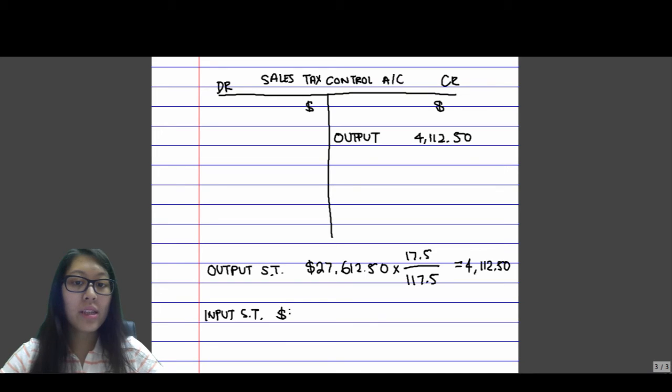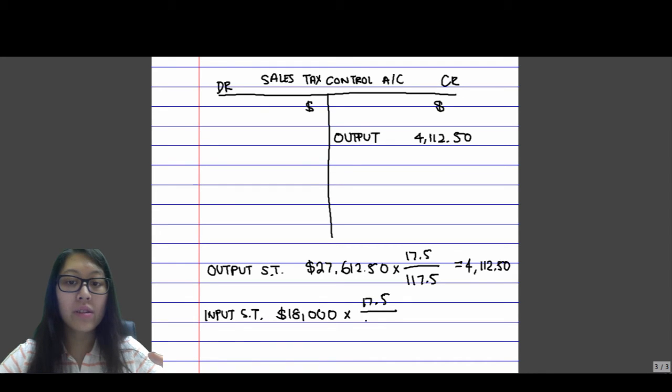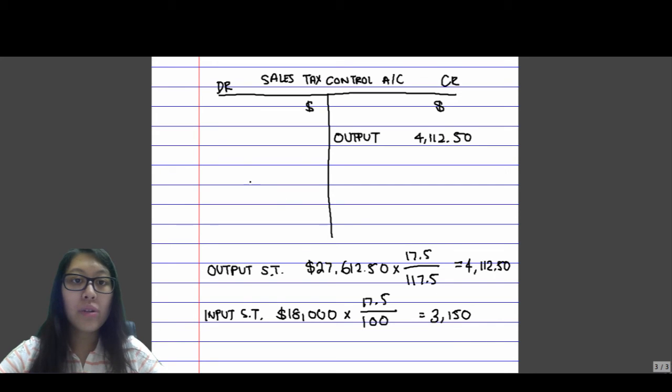Now let's look for the input sales tax. Earlier it was $18,000. So this does not have tax yet. So we just need to figure out how much of this is sales tax. So 17.5 over 100. So we should get $3,150. Now input is on the debit side. So we put it right over there.